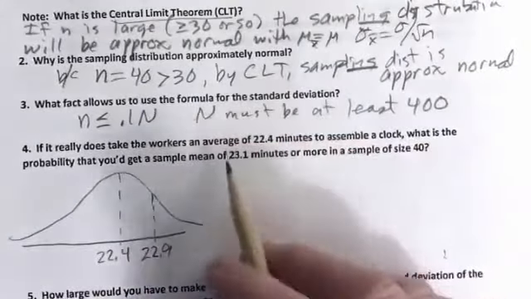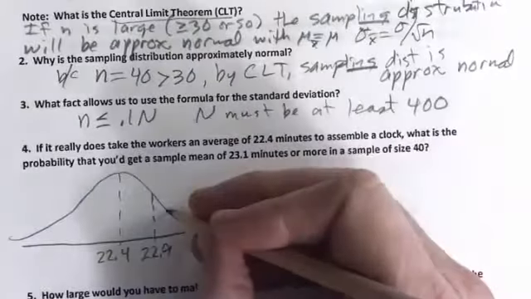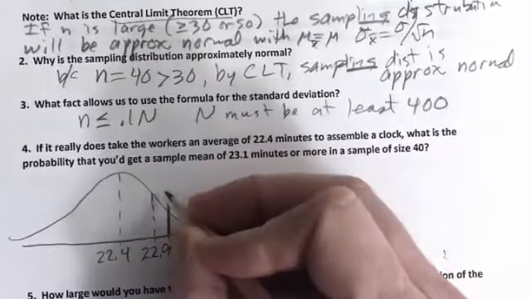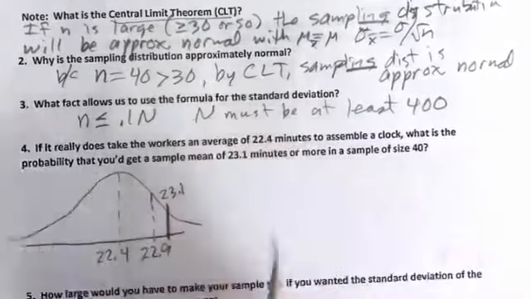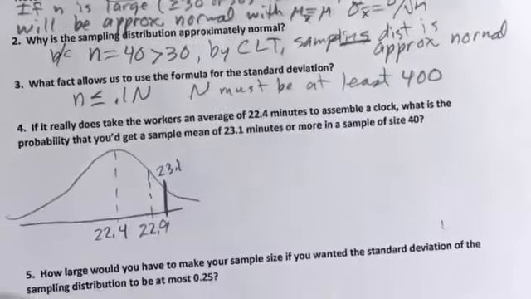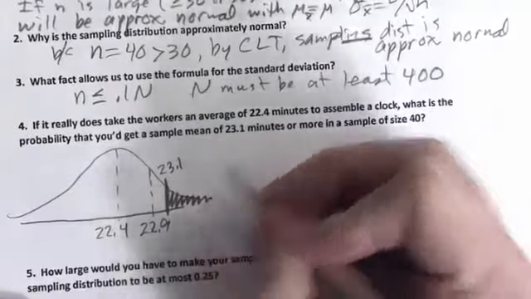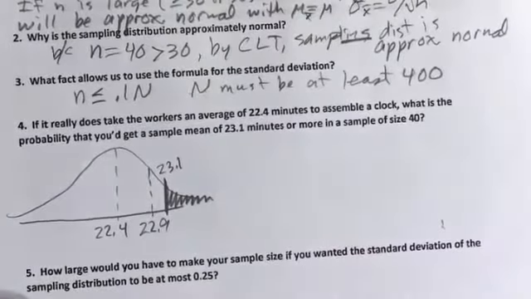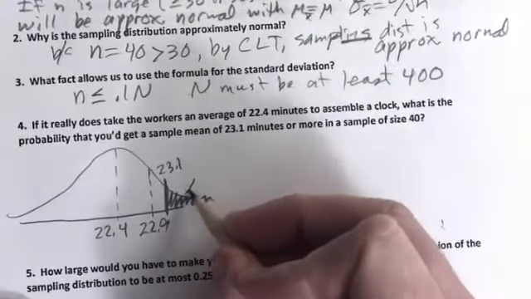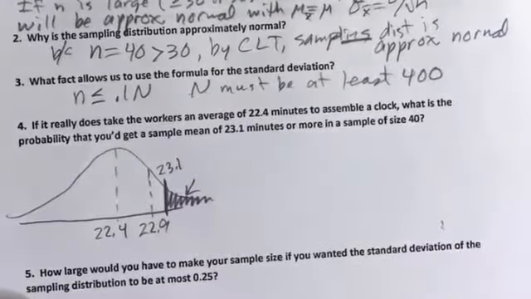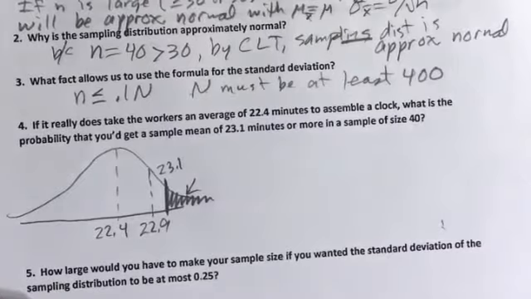And so 23.1 is somewhere up here. I'm just drawing this to orient myself to find my area. And so the answer to this question is this area that is above 23.1. That represents the probability of getting an X bar greater than 23.1.